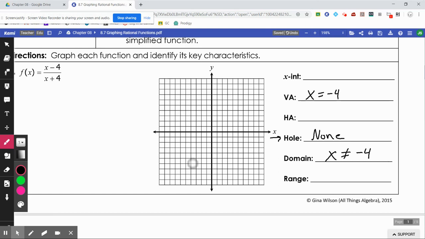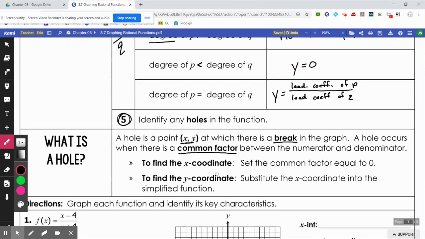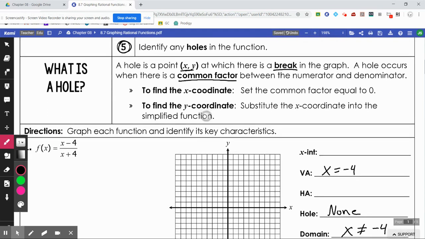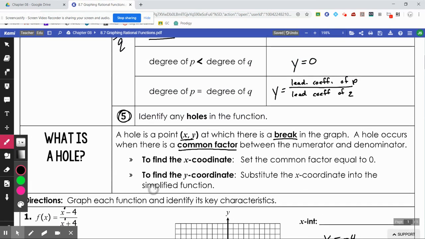Okay, next up, let's go ahead and find our horizontal asymptotes. Now for the horizontal asymptotes, we're going to use these 3 rules. You're simply going to look at the degrees. If the degree on top is bigger than the bottom, there's not one. If the degree on top is smaller than the bottom, y equals 0. If the degrees are the same, we look at the leading coefficients. If you notice here, the highest exponent on the top is x to the first, and the same on the bottom. So we have scenario 3.